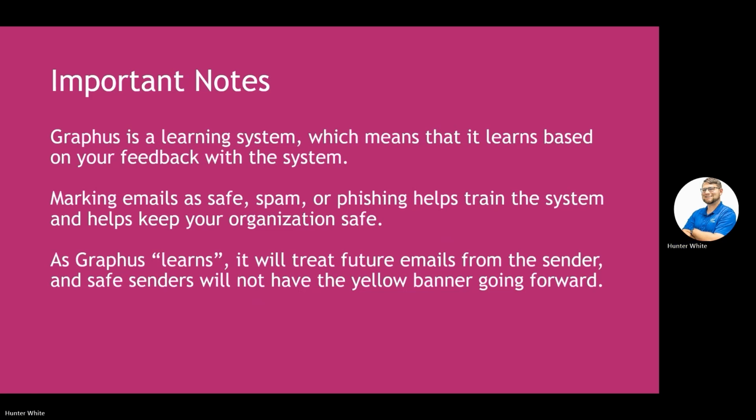So it's very important that you mark people who are safe and people who you know of as safe, and make sure that you continue to use the other options there. If you flag something as spam, or if you flag something as phishing, it makes sure that the system itself gets trained properly. As it learns more and more, it's going to treat future emails as safe senders, and you're not going to have that yellow banner message above people who have been marked as safe.